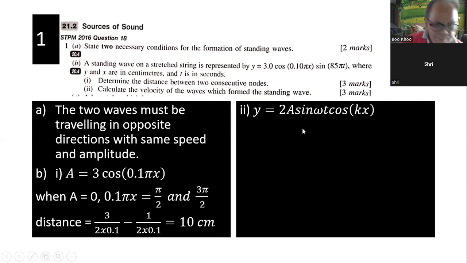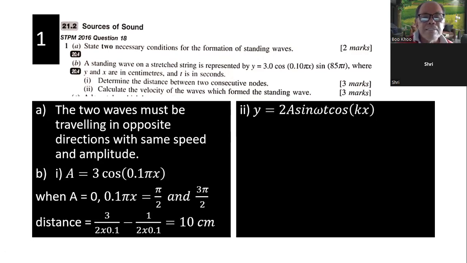Alternatively, you can calculate your wavelength and your frequency, and then between two successive nodes is just lambda over 2. That's the alternative. If you don't like a lot of maths, you should get the same answer.